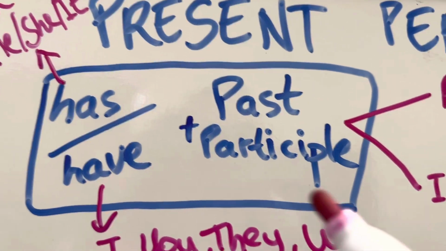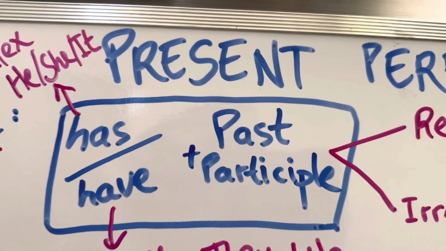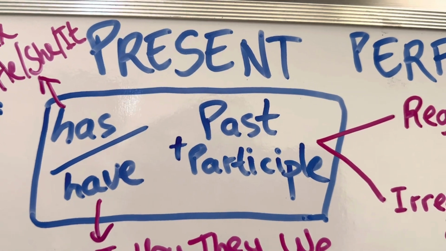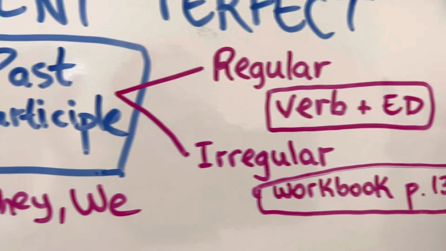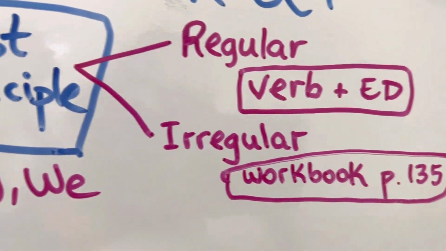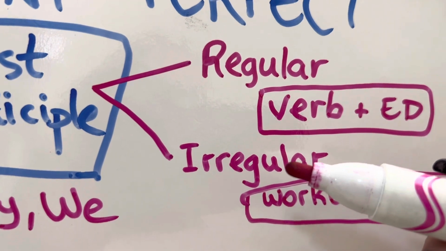After this, we put the past participle. What is the past participle? The past participle is a part of the verb that we make. And we have two cases, okay? Two types, let's call them. One for regular verbs and one for irregular verbs.